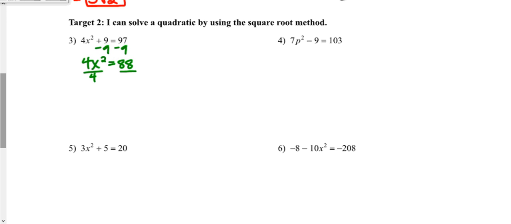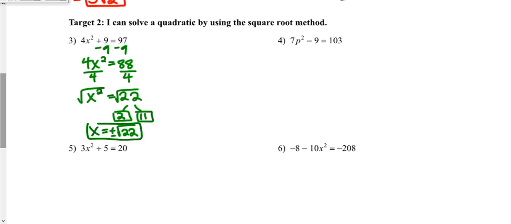Divide both sides by 4. I get x squared equals 22. So to solve, I take the square root. 22 is not a perfect square, and if I try to break it down, I can only break it down into 2 and 11, both of which are prime. There are no pairs like we talked about in target 1. So we just represent our final answer as x equals plus or minus, don't forget that, square root of 22 since we can't simplify it.